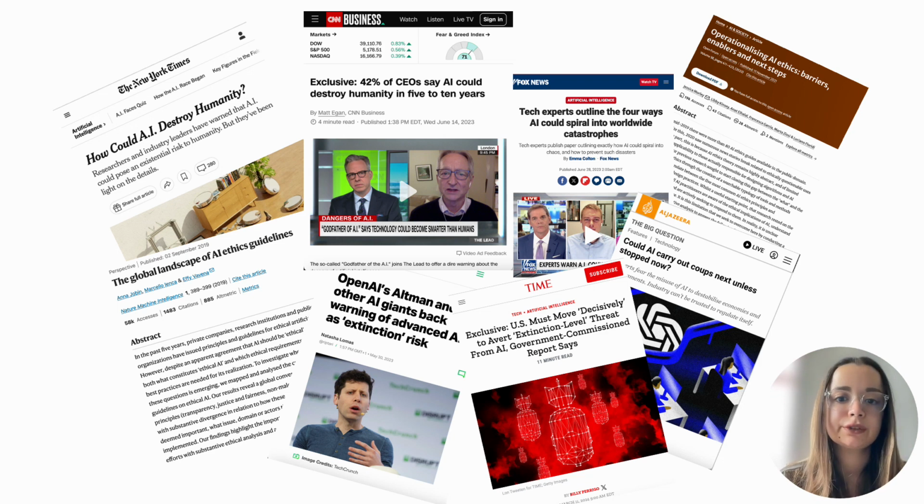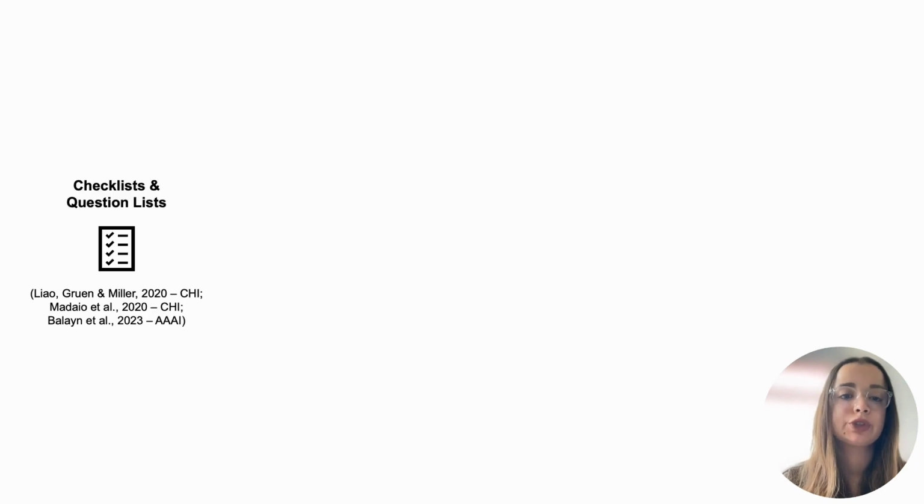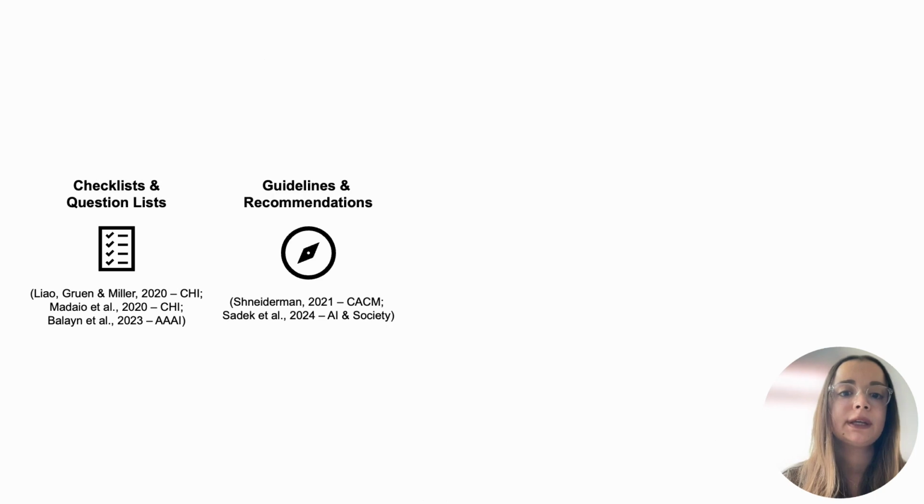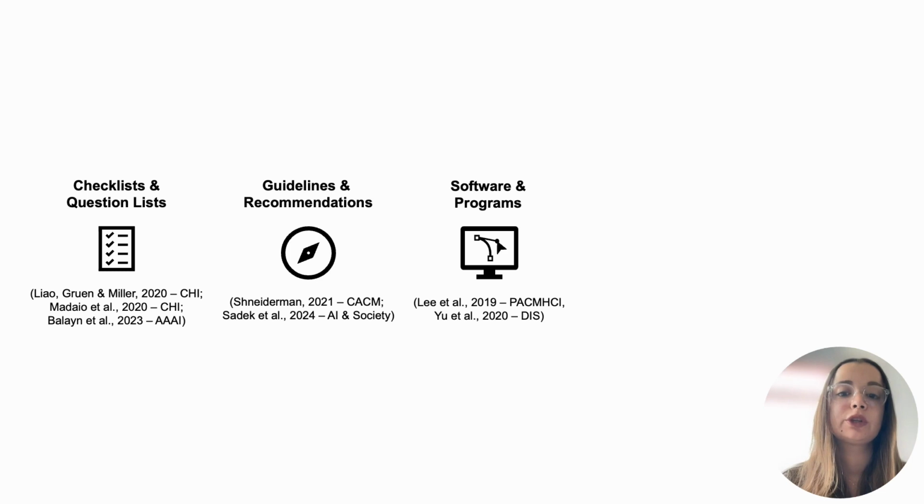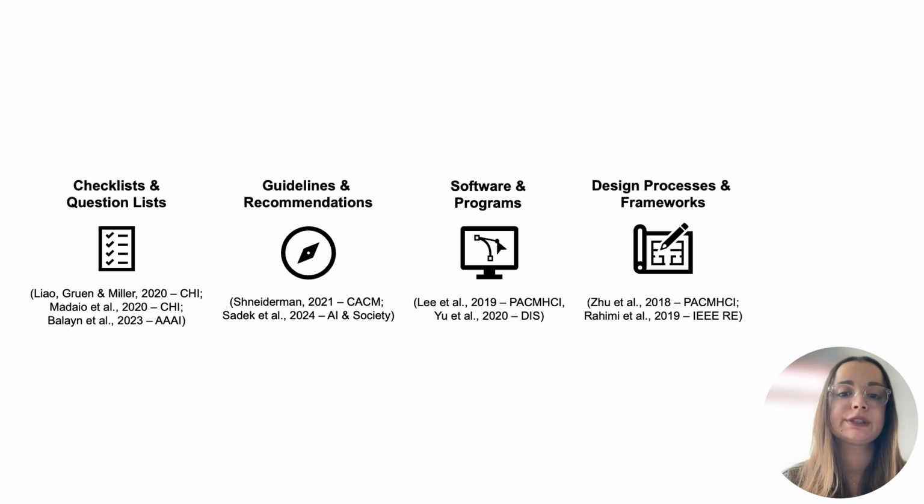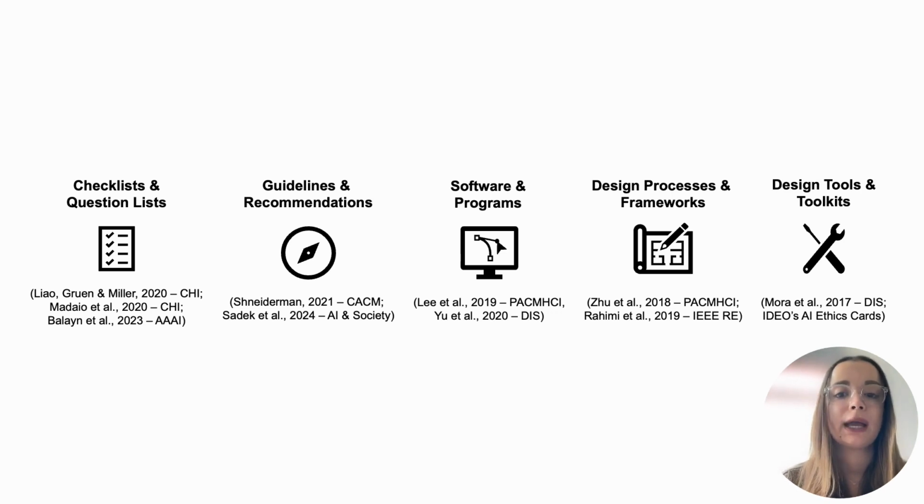Nevertheless, there's been all kinds of research coming out of the HCI and responsible AI communities, which have resulted in many different forms of interventions to try and create more responsible AI. These interventions have included checklists and question lists to ensure AI systems deployed are responsible and ethical, guidelines and recommendations for how to design and build RAI, software and programs that lower the barrier to entry to build AI systems and democratize their creation, design processes and frameworks for practitioners to follow steps and activities to create RAI in a structured way, and design tools and toolkits that provide highly practical means for practitioners to embed RAI practices in their work.